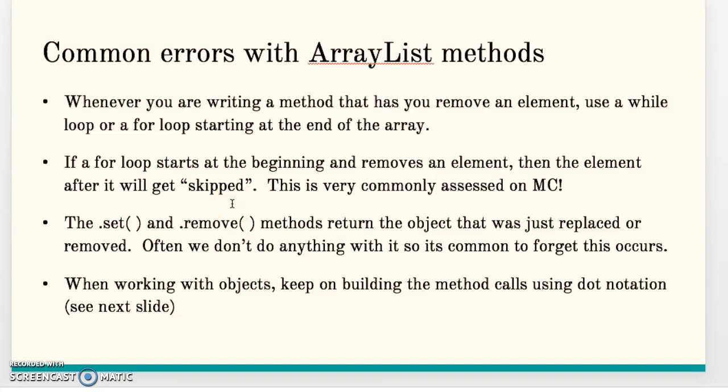Secondly, the set and remove methods are going to return the object that was just replaced or removed. A lot of times when we use those methods, we don't do anything with the values that are returned, so we forget that it actually returns a value. However, that value is returned. Sometimes you'll see a problem where it will say, for example, .add, and then in parentheses, something .remove. Essentially, that's removing something and then adding it elsewhere.